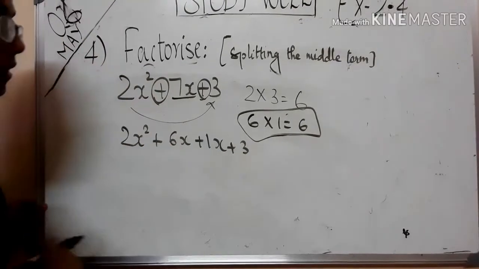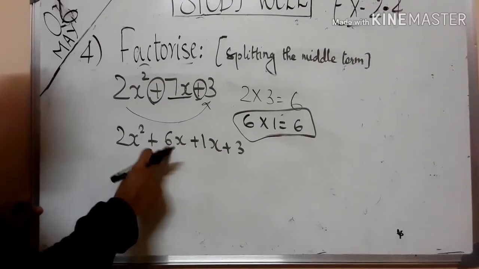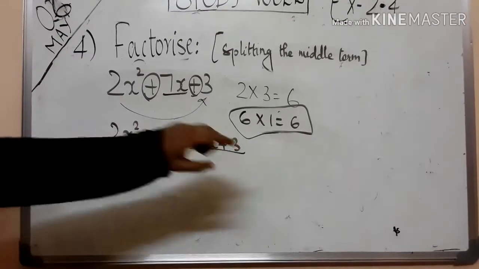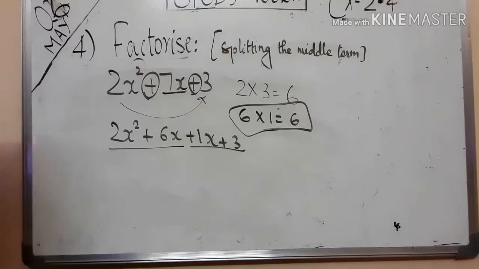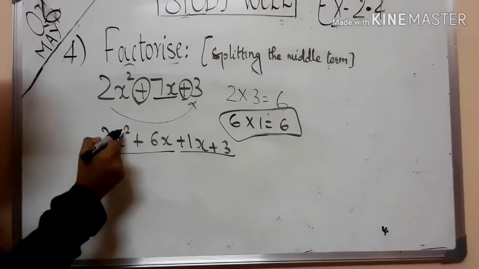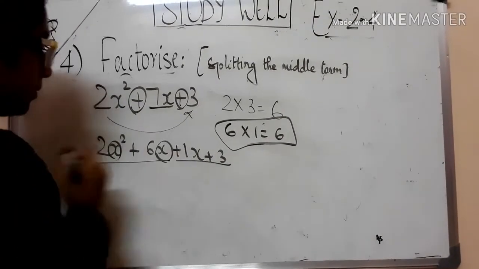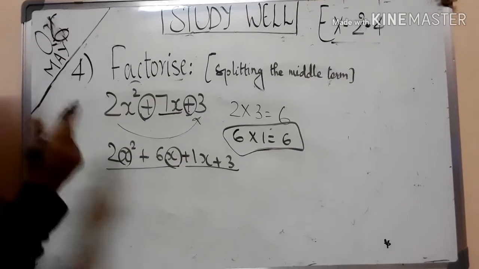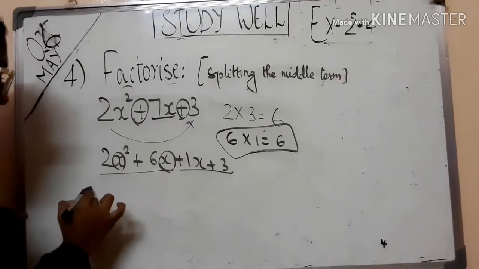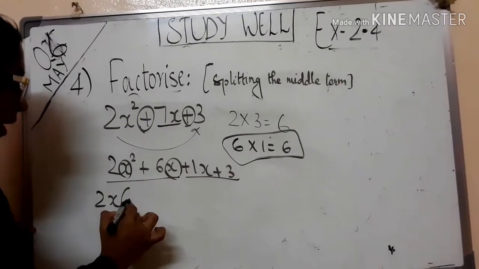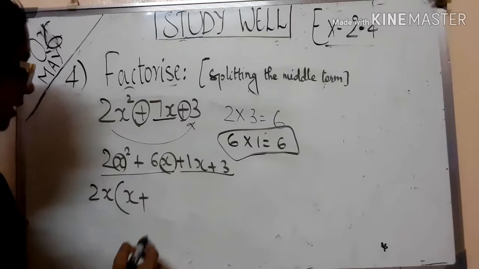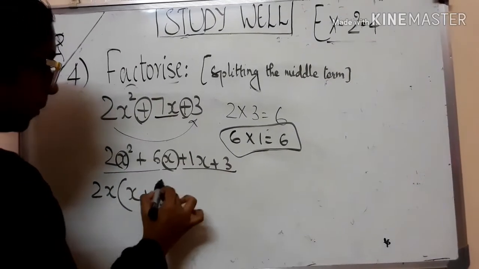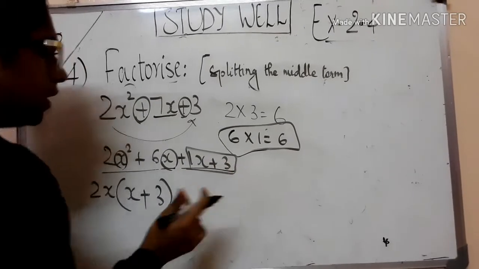You can write it in any way. It is not necessary that you should write 6x first and 1x second. There is no fixed method. Now you have to form two groups, and we will have to take the common number out. Here 2 is common, and one x we can take out. As both have x, we take one x out, and 2x will come out, and in the bracket only x remains, x plus 3, because 1x we already took out.